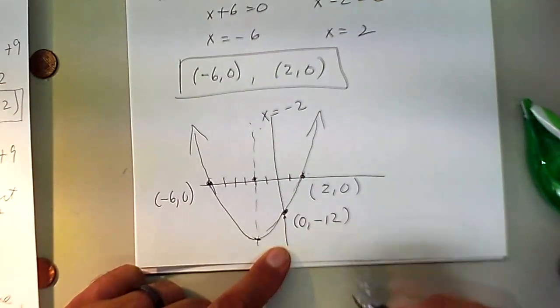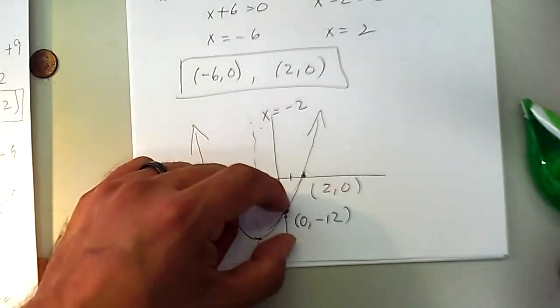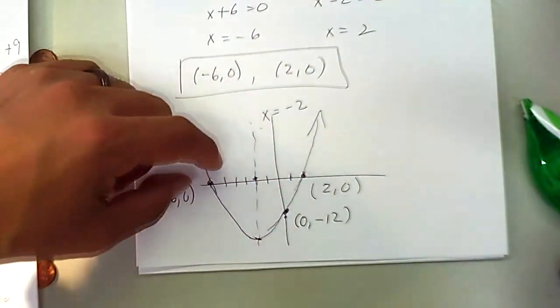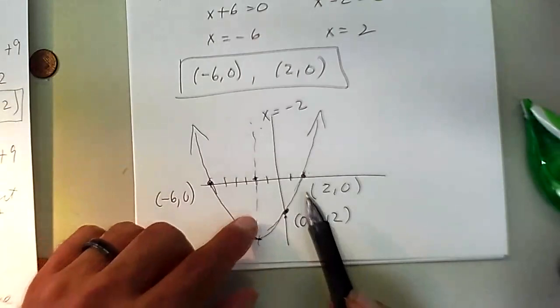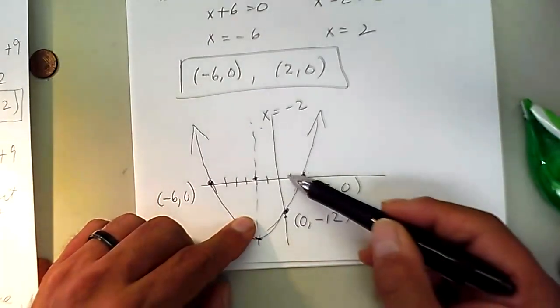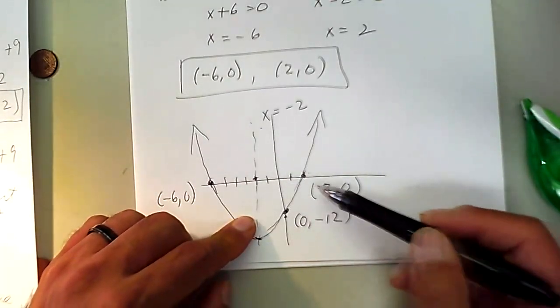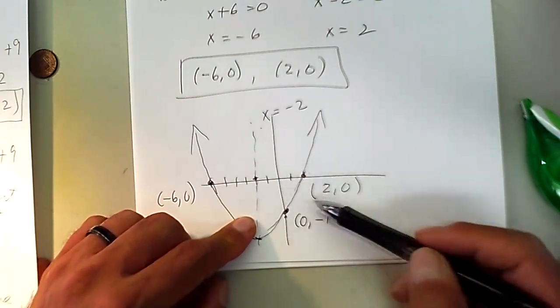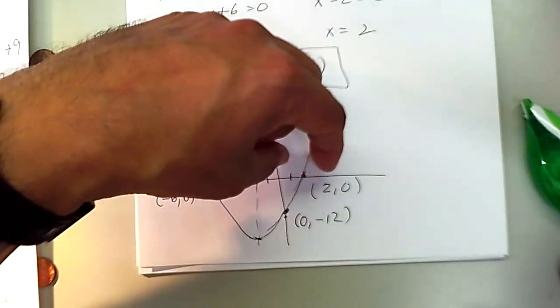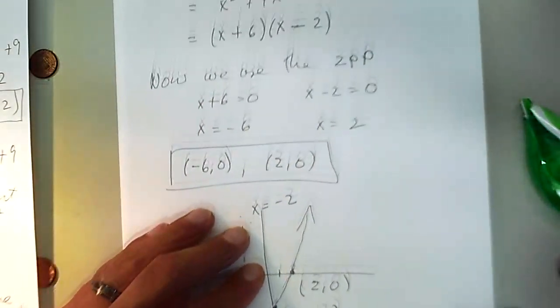Of course, the scale of the y is not the same as the scale of the x's, because it doesn't make sense that this distance is 2 and then this distance is 12. Even if it's negative, it doesn't make sense if we were using the same units horizontally as vertically. So these are good examples of x and y intercepts, if I may say so.